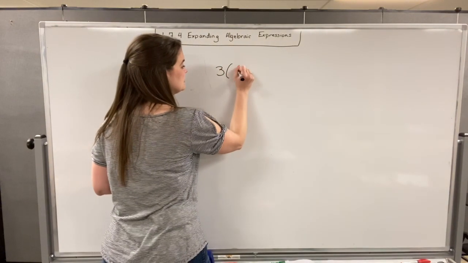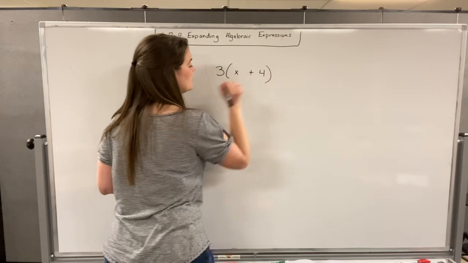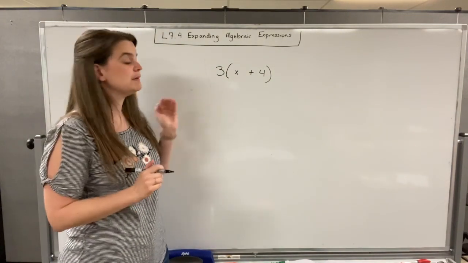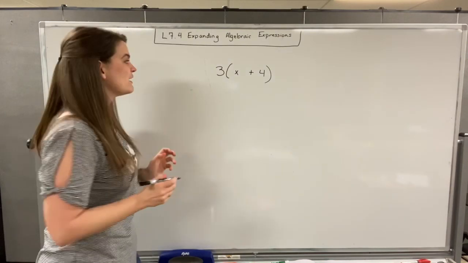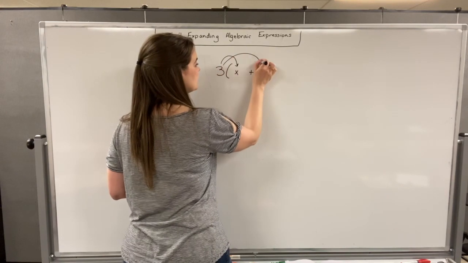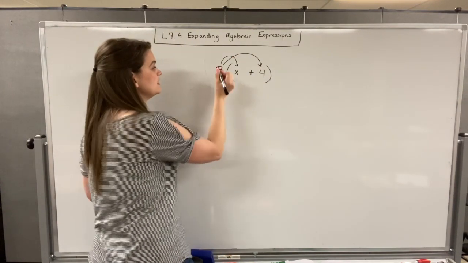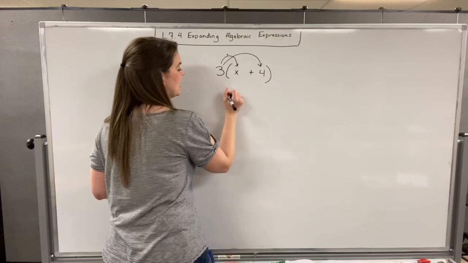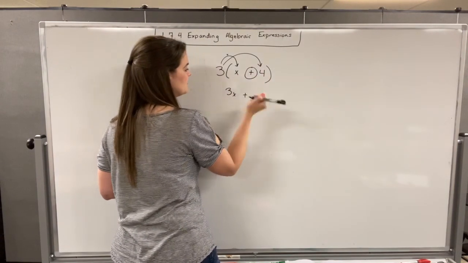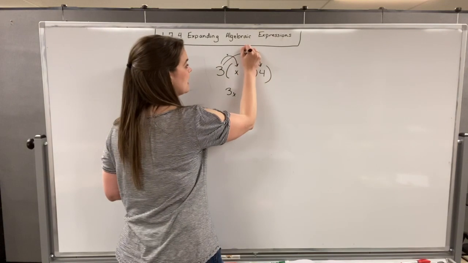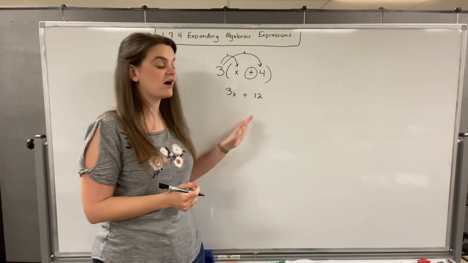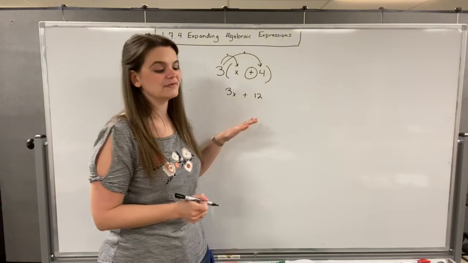3 parentheses x plus 4 parentheses. Okay, so we want to distribute our 3. We want to pour our 3 into our parentheses so that it affects both the x and the 4. Okay, so 3 times x is 3x plus, we're just going to take that symbol, plus 3 times 4 is 12. So we've distributed our 3 inside of our parentheses.